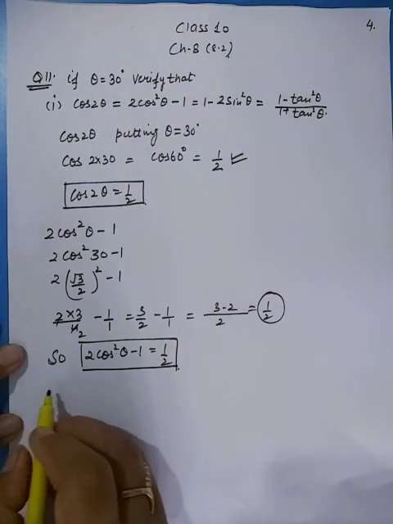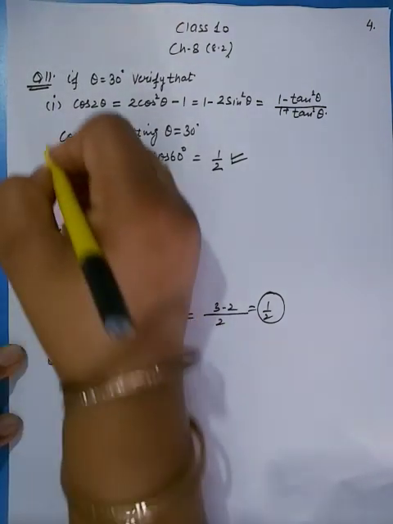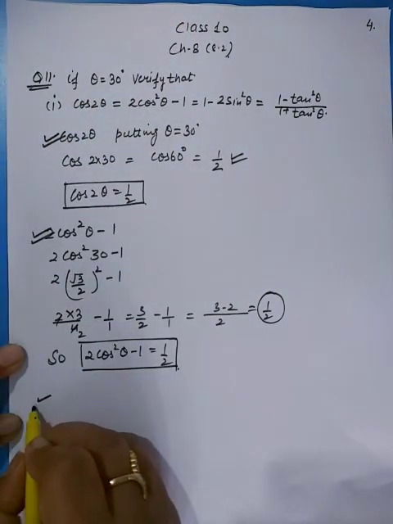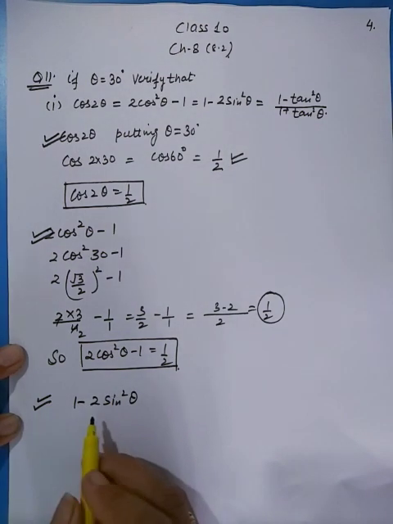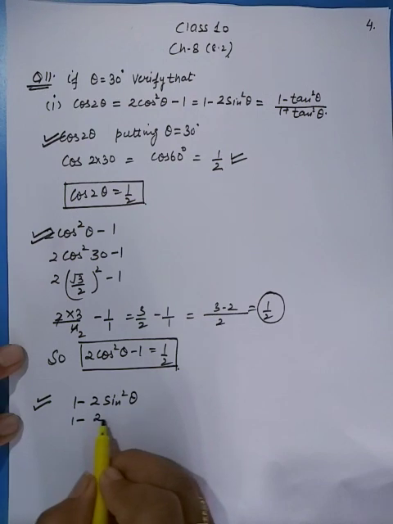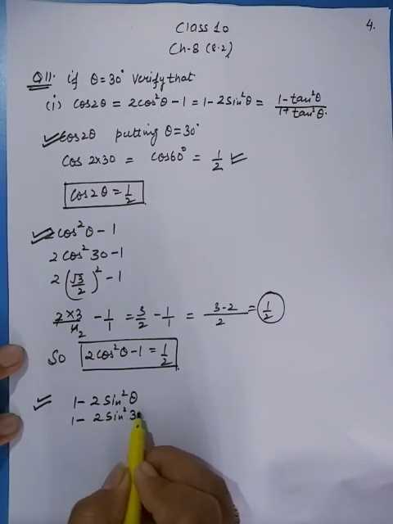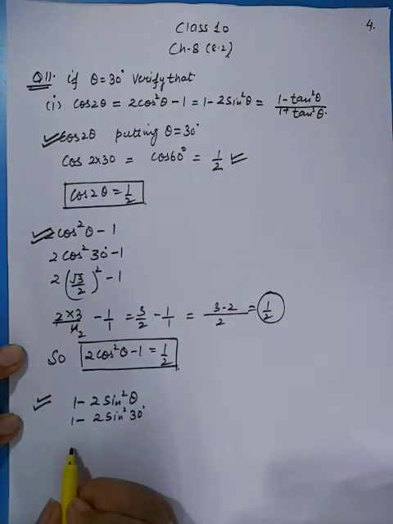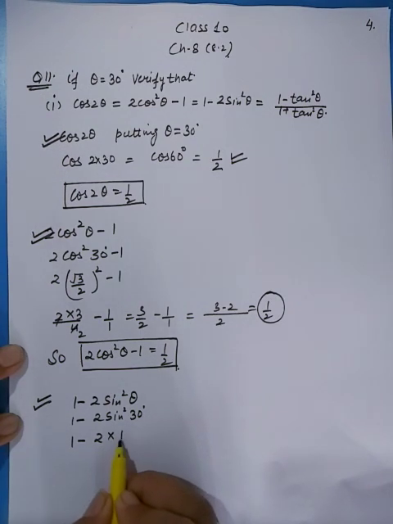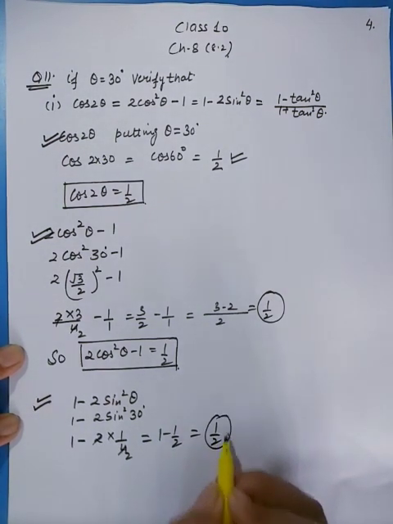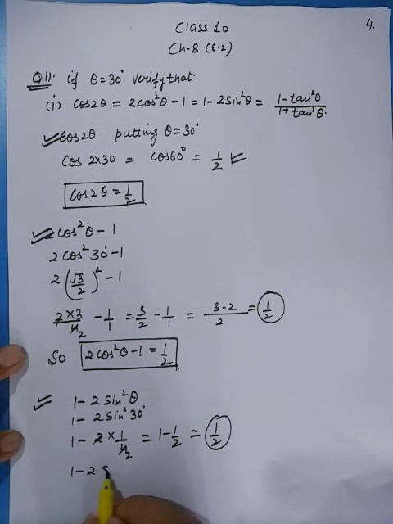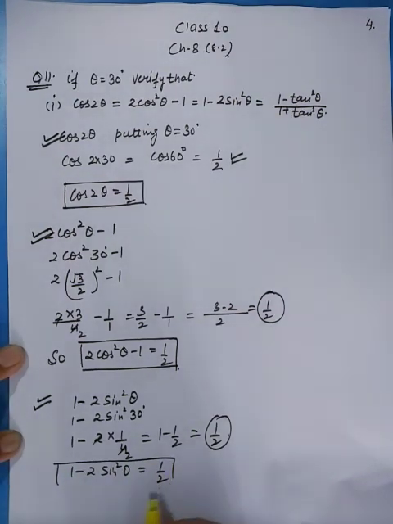Now third part, 1 minus 2 sin square theta. Putting theta is equal to 30, 1 minus 2 sin square 30 degree and we get 1 minus 2 into 1 by 4. So 1 minus 1 by 2 is again 1 by 2. So therefore 1 minus 2 sin square theta is also 1 by 2.